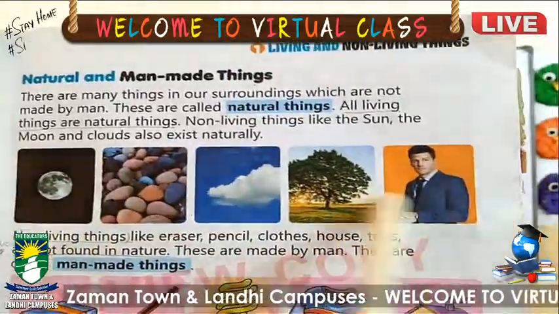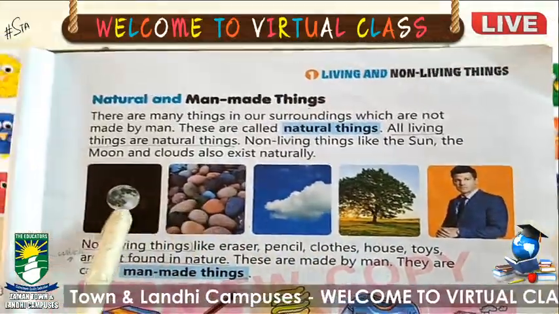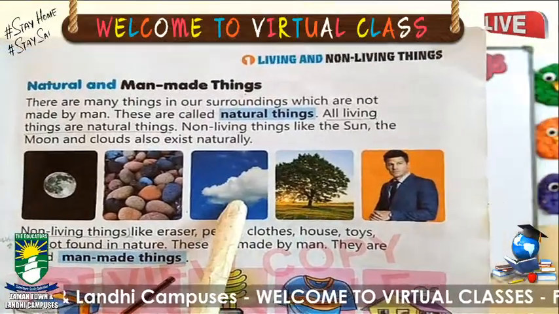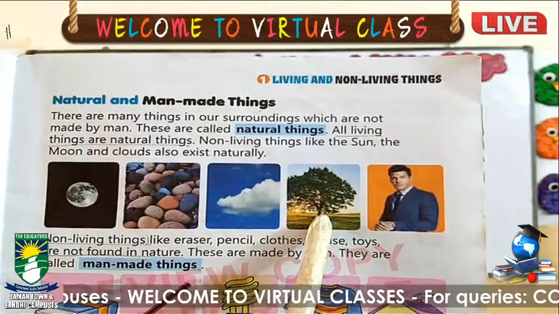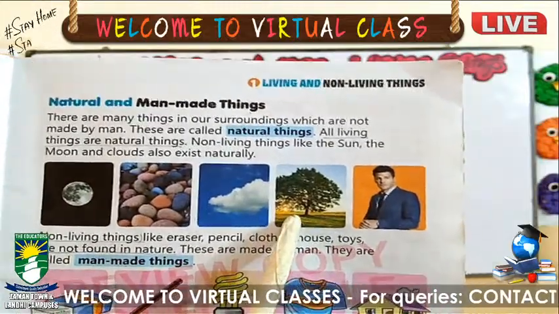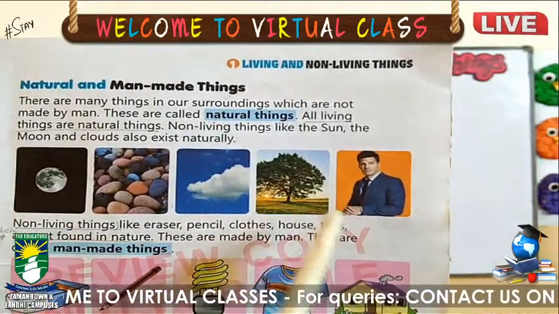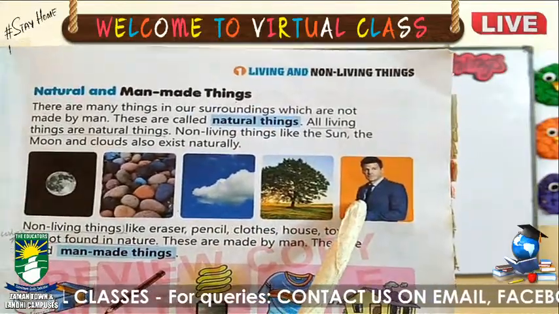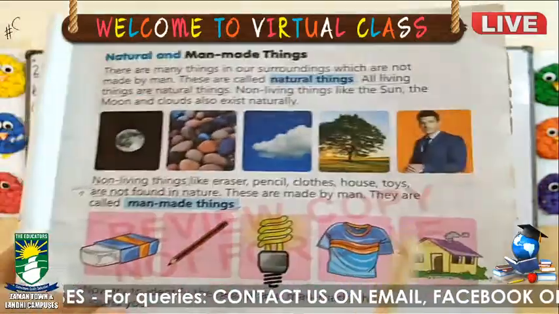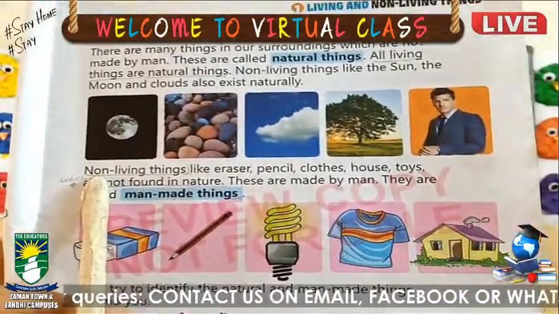We cannot make these things. We cannot make stones. We cannot make a moon. We cannot make the clouds. They are naturally made. We cannot make a tree. It grows by itself. We just provide water and some other things to the plants. A person is also a natural thing. Now read from here, second paragraph.